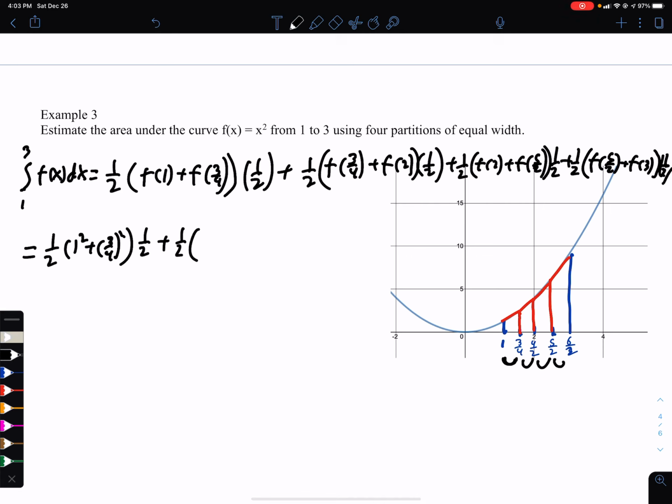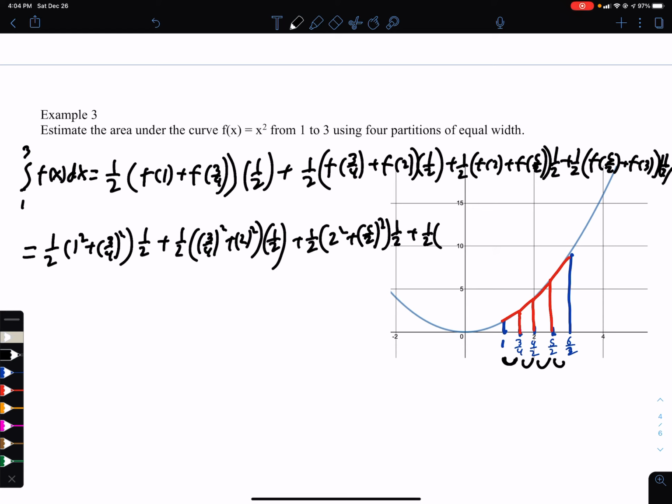Next one, it's going to go from 3/4 to 2, so that's going to be 3/4 squared plus 2 squared, and the width's 1/2. The next one's going to go from 2 to 5/2, so it's going to be the function at 2, which is 2 squared, and then 5/2 squared, and the width's 1/2. And the last one's from 5/2, so it's going to be 5/2 squared plus 3 squared, and the width's 1/2.